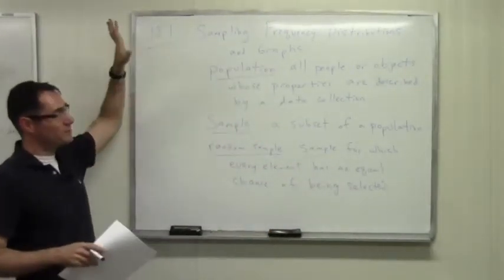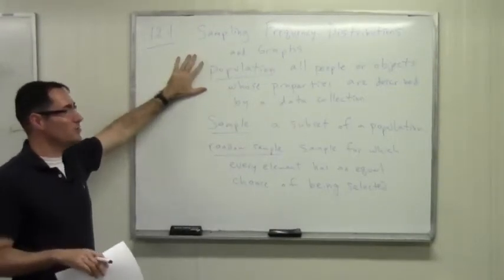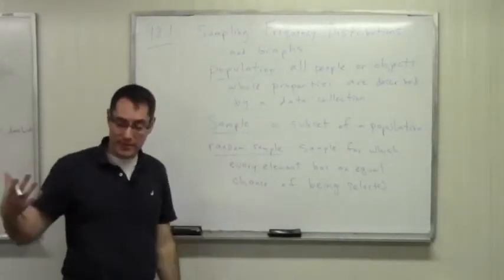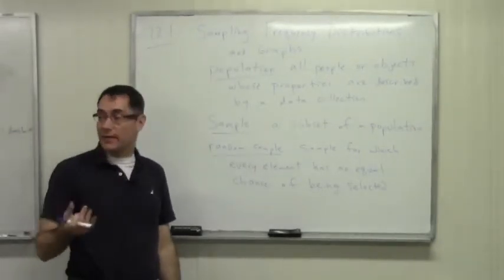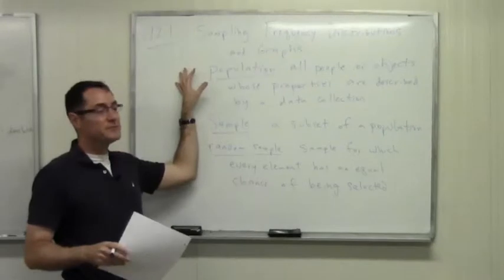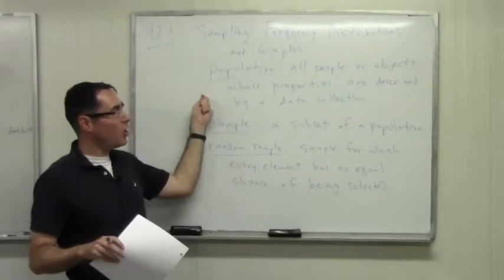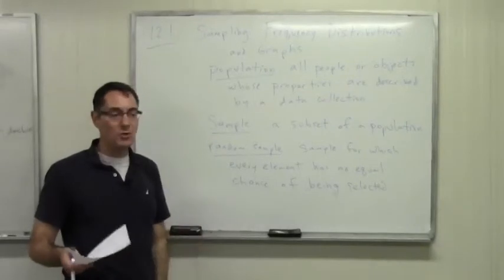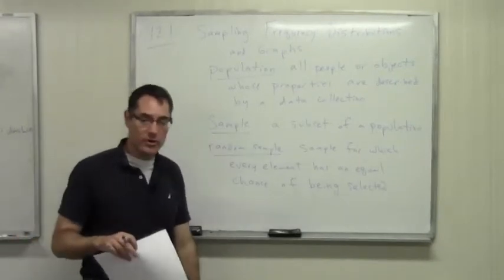Okay? So we've got a few pieces of vocab here. When we're talking about sampling and distributions, we've got the population, which is exactly what it sounds like. It's the group that the data is about. A subset of the population can actually be what the data itself is. So that's the population: all people or objects whose properties are described by the data collection. All people who own cars, right? That's a population. All people who are stationed in Djibouti, that's a population.